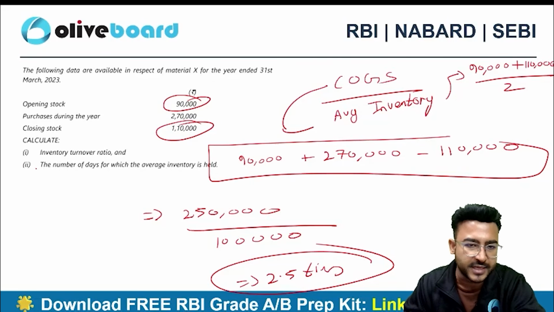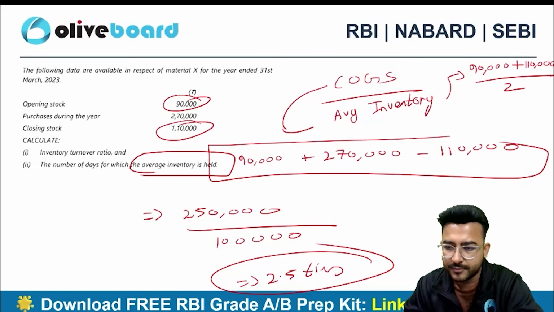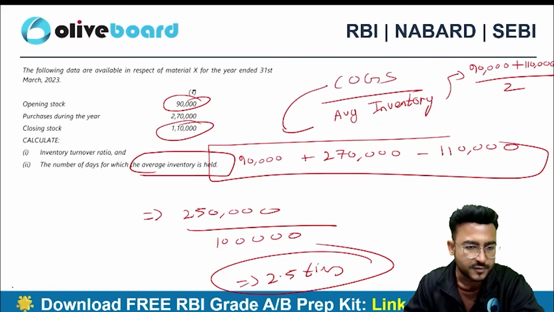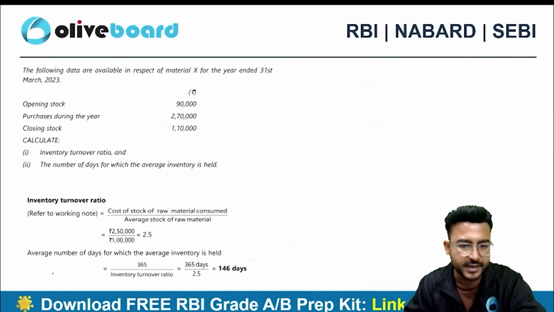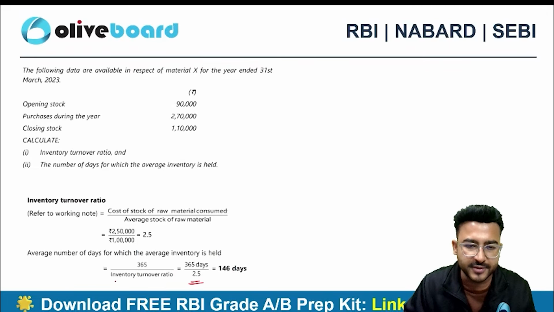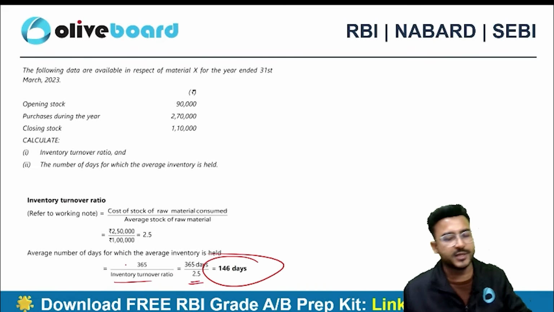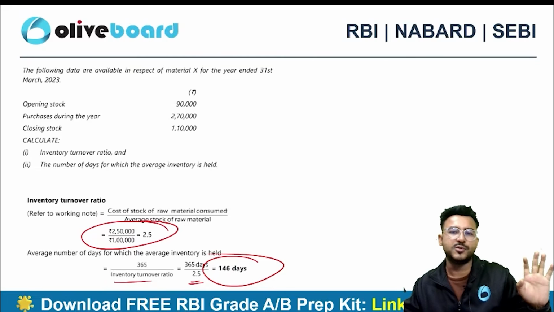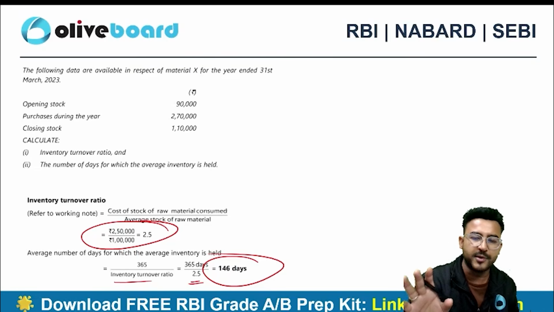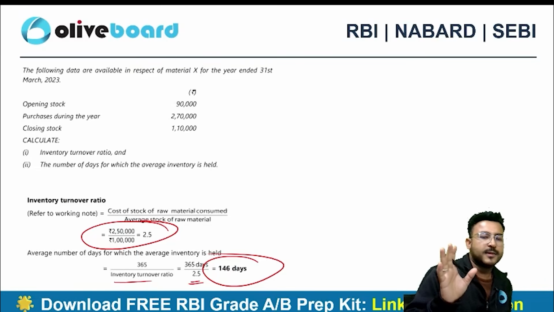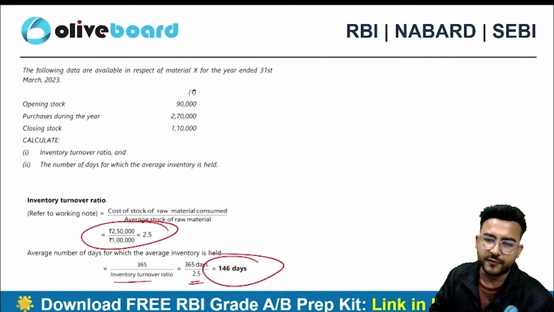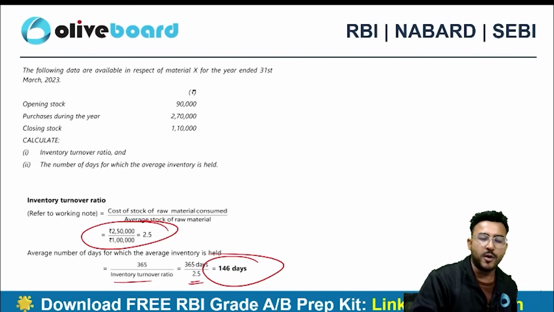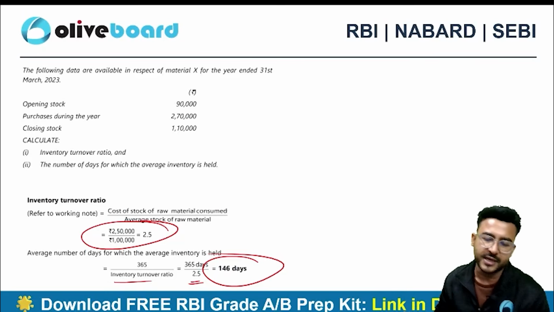And the number of days for which the average inventory is held, what about that? For that we do 365 days divided by 2.5, which is the inventory turnover ratio. So 146 days will be the correct choice here, right? No worries at all for those who are not able to understand this one. You must be on your way to complete commerce and accountancy, and definitely in your ratio analysis I'll be covering it in a very detailed manner.